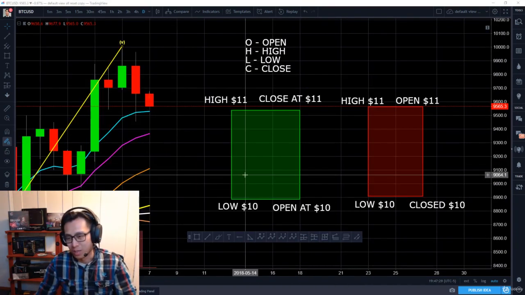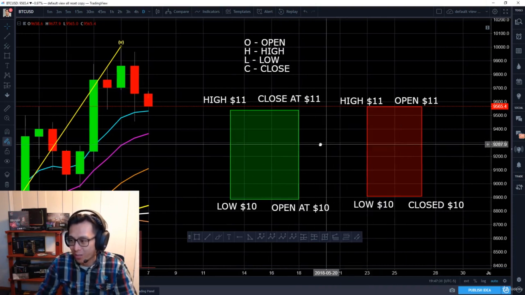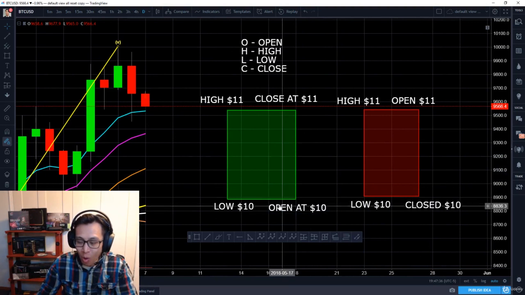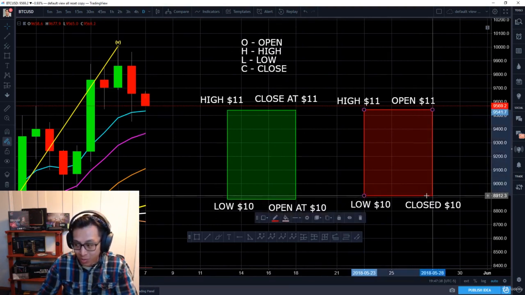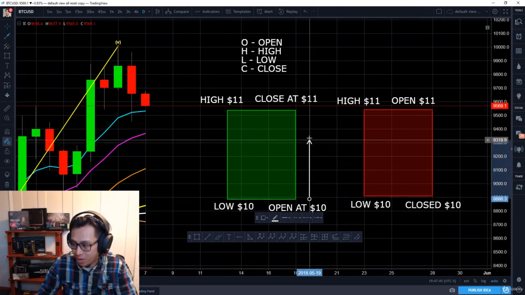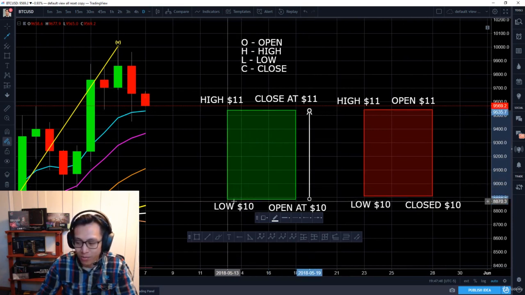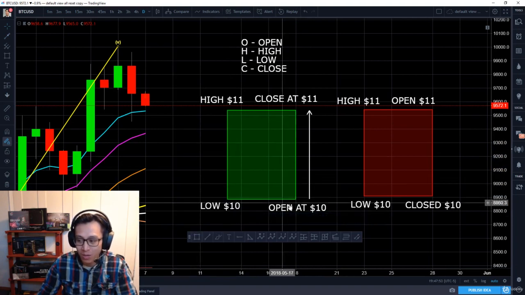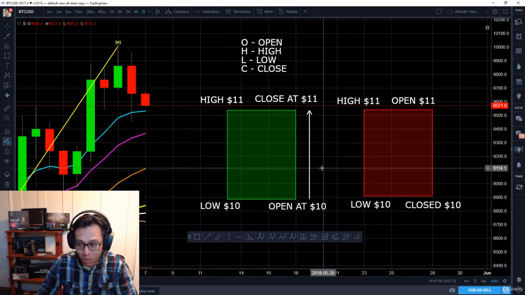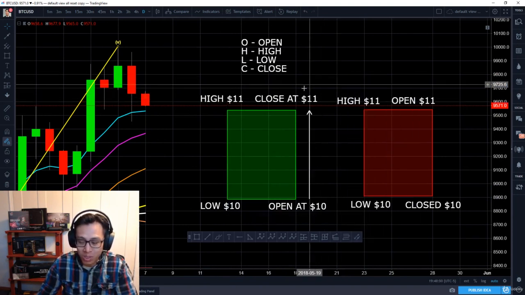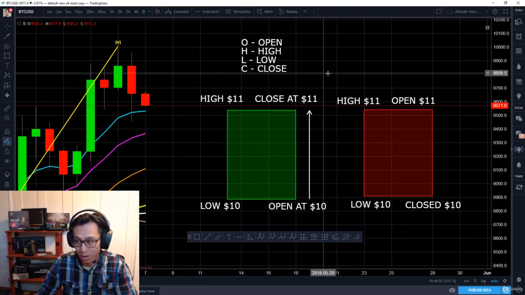Now, I've changed it over to a daily chart, and I just want to reiterate one more time to be very clear. It opened here because this was a green candle. It goes from the bottom to the top, right? That makes sense? It goes from the bottom here to the top because we're going from low to high. So the low is $10 and it opened at $10 as well. Now the high is $11 and it's also the same as the close.